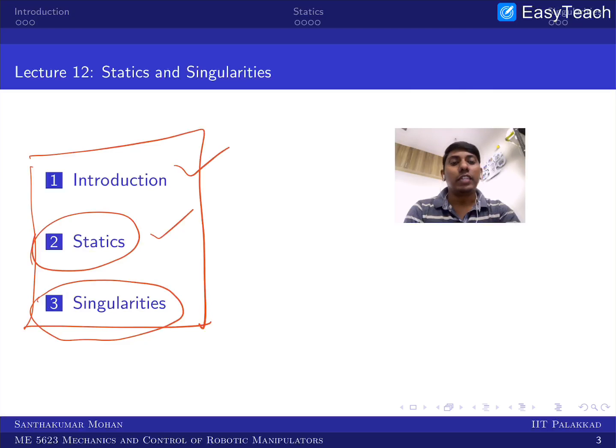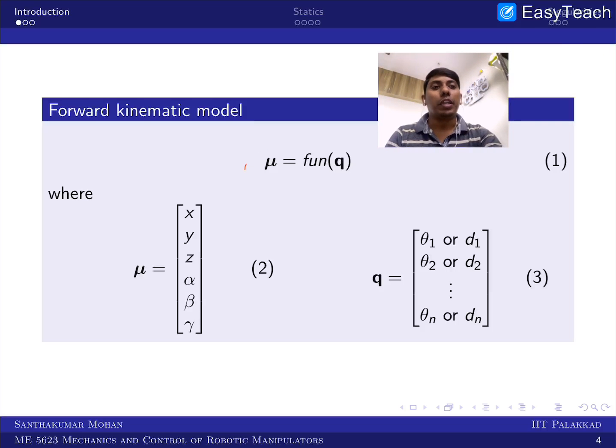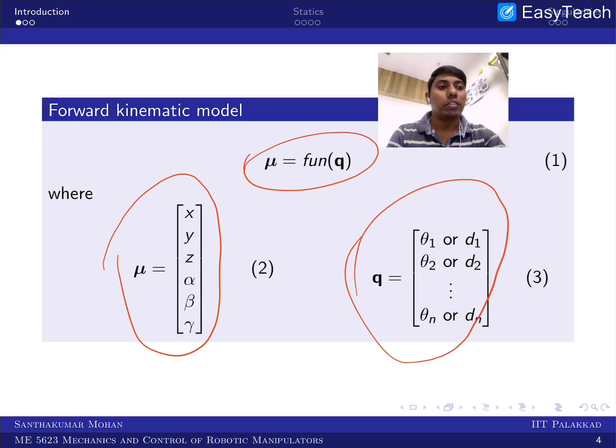Since statics comes from a background in differential kinematics, in the initial few slides we will talk about differential kinematics in general. The forward kinematic model we know is mu equals a function of q, where mu is your end effector position as well as orientation, whereas q is your joint space variable set. This is the relation which we got.